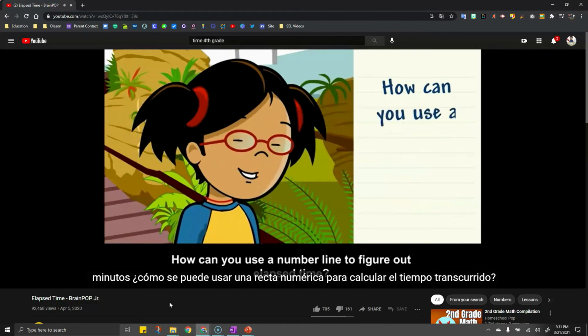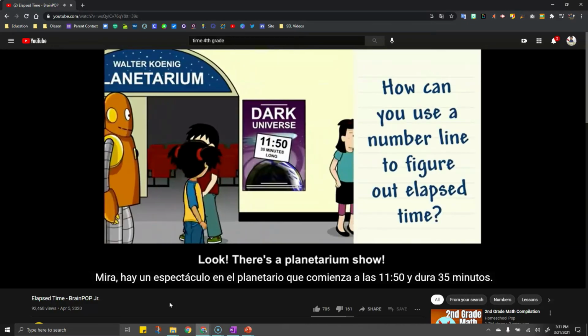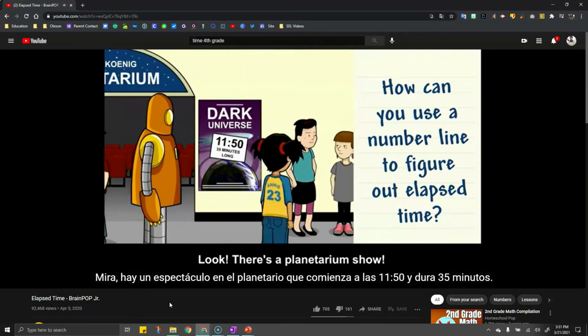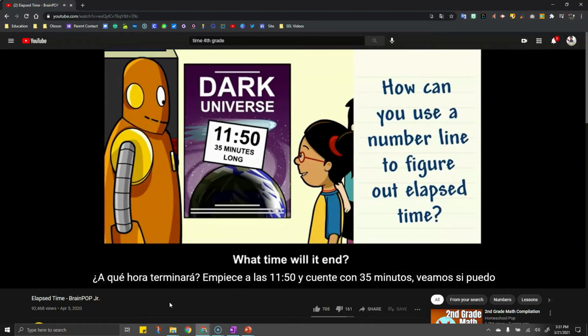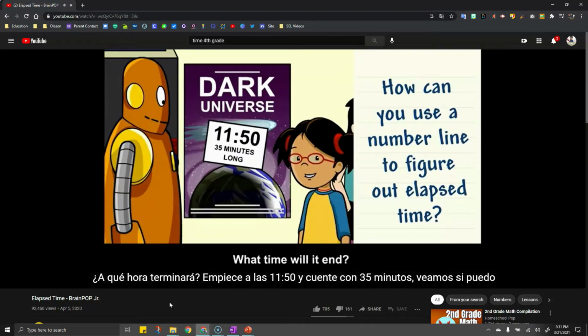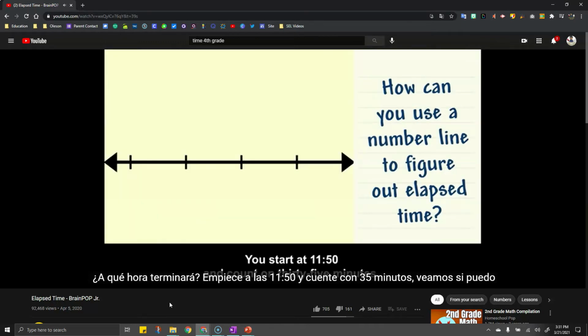How can you use a number line to figure out elapsed time? Look, there's a planetarium show. It begins at 11:50 and it's 35 minutes long. What time will it end? You start at 11:50 and count on 35 minutes.